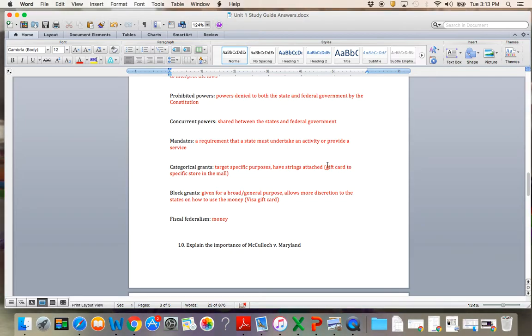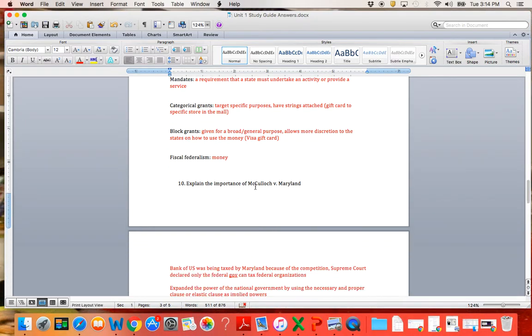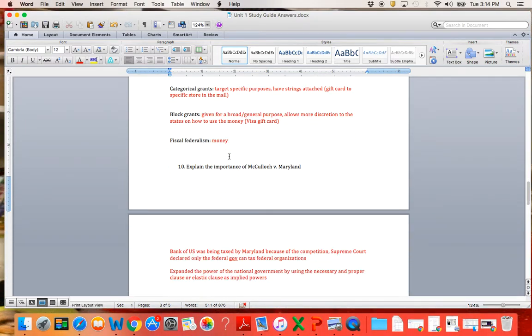Another example you can think of: if you got a gift card to a specific store in the mall, you can only use it for that reason, versus block grants. It's a broad, general purpose. The states have some discretion. So welfare, what are you going to use it on to help people in poverty? This would be like a Visa gift card where you could use it at many stores. Fiscal federalism then just deals with money.